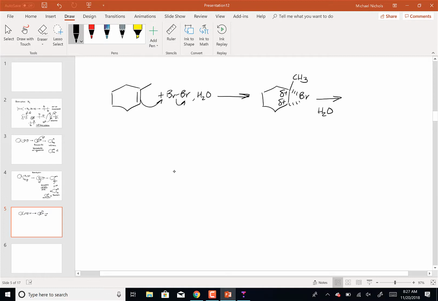And now I have a problem. Where should my water add? Should it add to the top or the bottom?